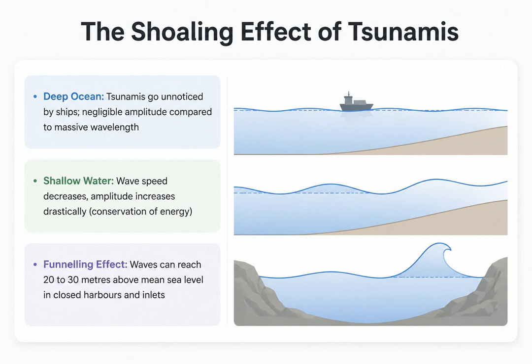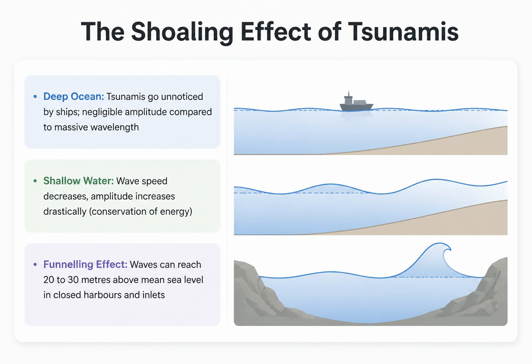A ship might ride over a tsunami wave and not even notice, because the wave's amplitude is tiny compared to its massive wavelength. But as the tsunami approaches shallow coastal waters, the front of the wave slows down while the back catches up. To conserve energy, the water is forced upward, drastically increasing the wave's height. In closed harbors or inlets, a funneling effect can occur, pushing these waves to terrifying heights of 20 to 30 meters above sea level.